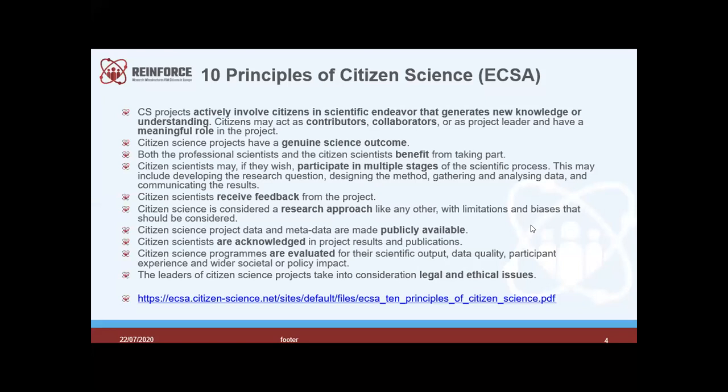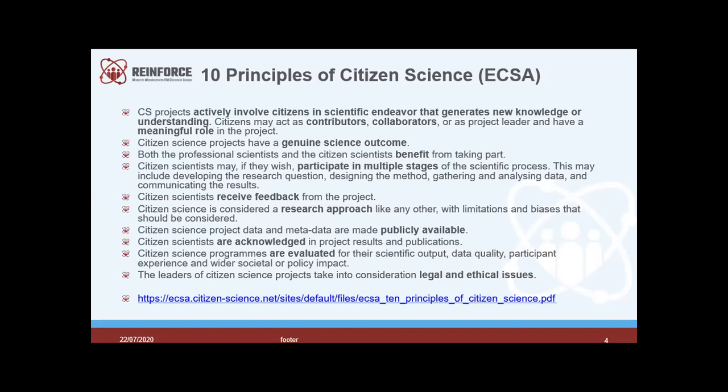So the second principle would be that citizen science projects have a genuine science outcome. I think this is kind of independent. This is more for the citizen science project designers rather than for the implementation. But this is maybe also a good criterion for you to check if this is something you would like to introduce as a real citizen science activity in your classroom, to make sure that whatever this project does has a genuine science outcome.